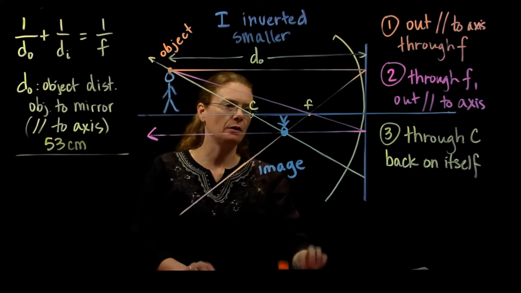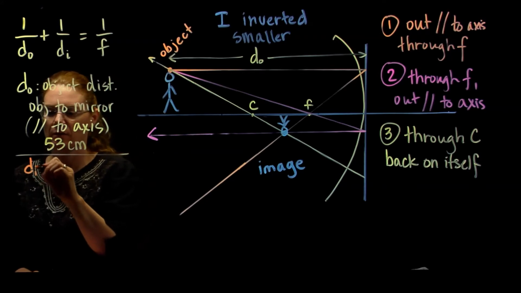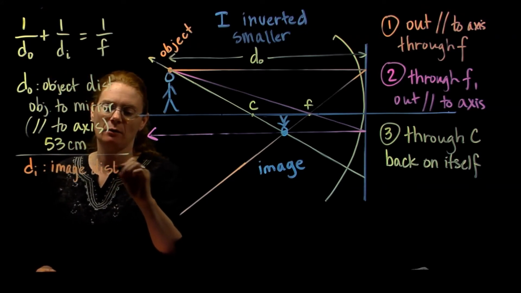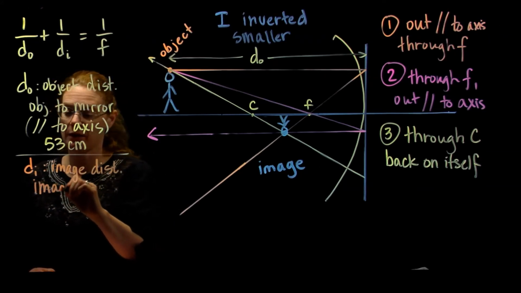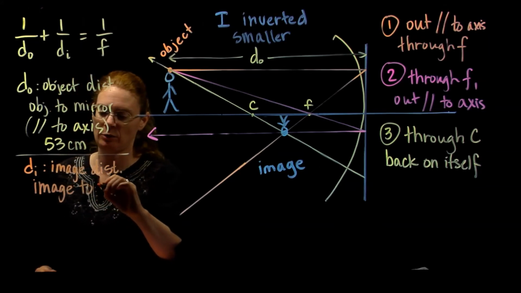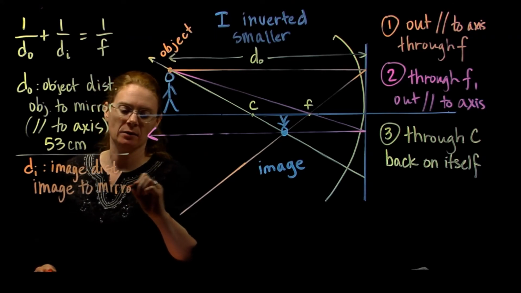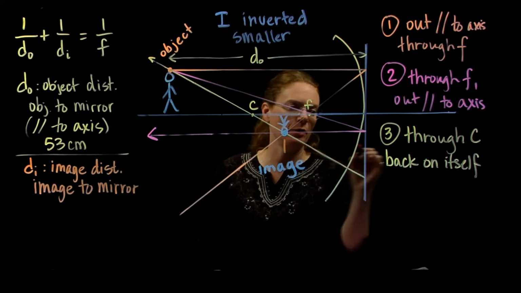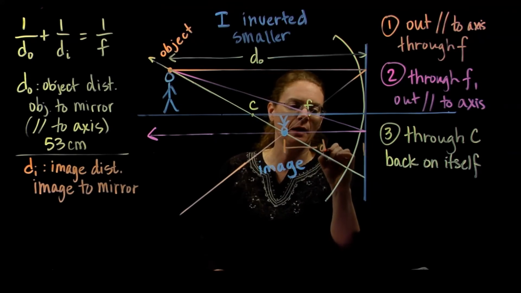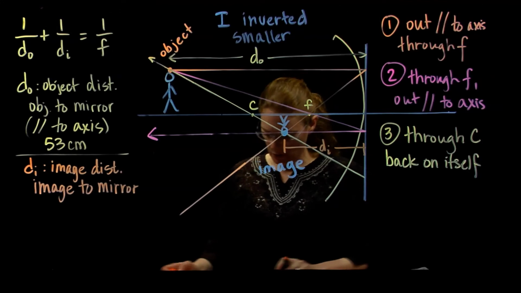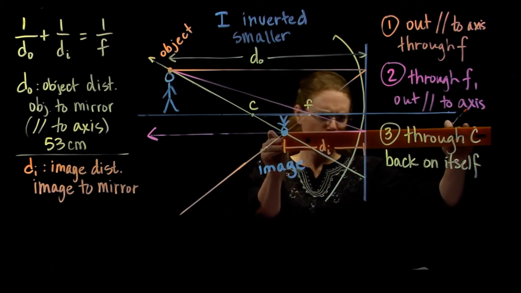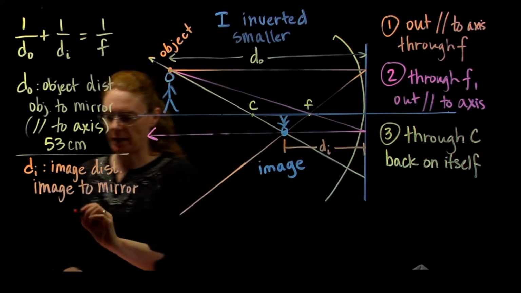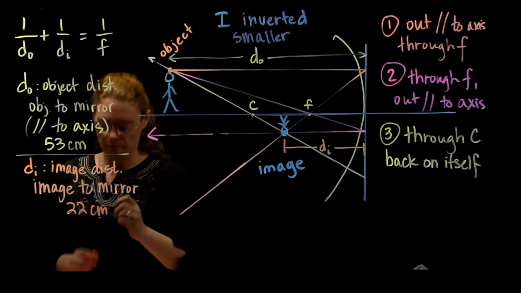di is image distance. So how far the image is from the mirror. Everything's measured to the mirror. So image to mirror. And again, it's parallel to the axis, purely horizontal. So my image distance is going to be from here to here. di is going to be this distance. How much do we have there? 21? Yeah, 22. So that is 22 centimeters.